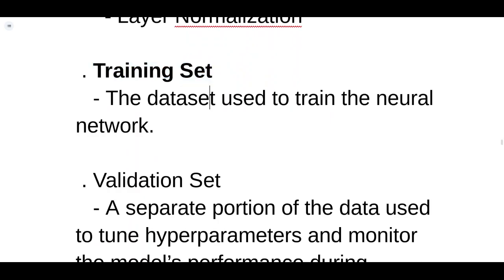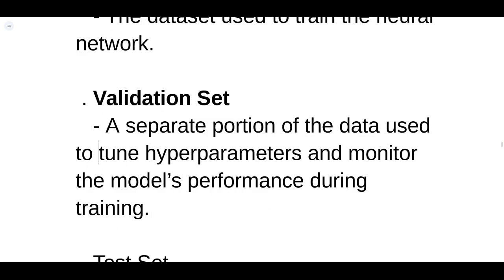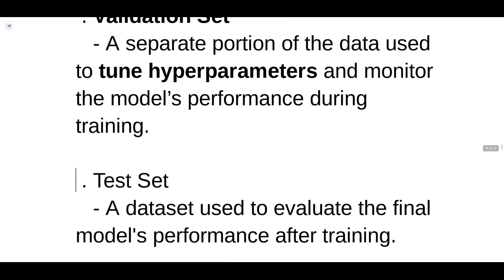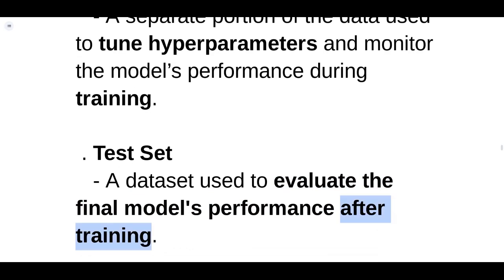Now, what is the training set? The training set is the dataset used to train the neural network. And what is the validation set? The validation set is a separate portion of the data used to tune hyperparameters and monitor the model's performance during training. And what is the test set? The dataset used to evaluate the final model performance after training.